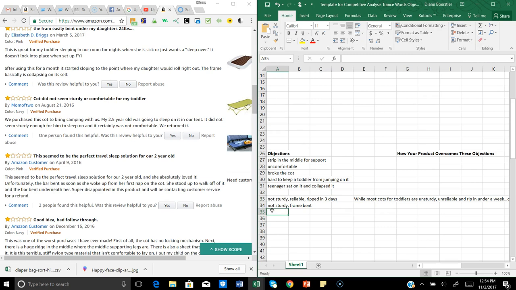With easily bendable frames, flimsy frames, soft frame. You want to use soft, but use those. Use words like the ones that they're using. Again, sturdy. Again, not sturdy. Not comfortable.